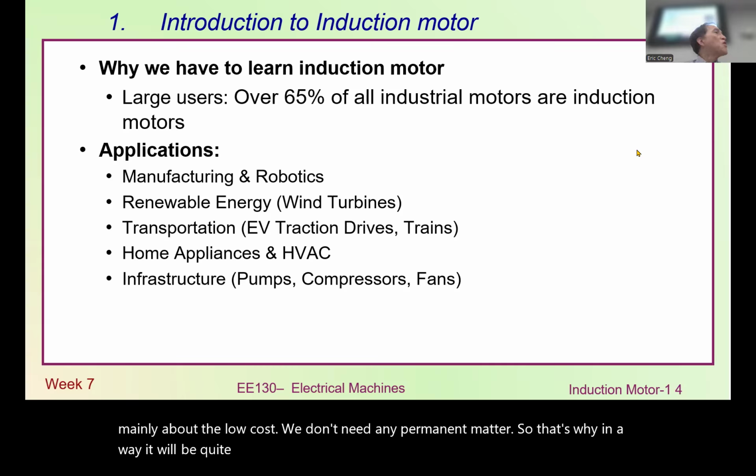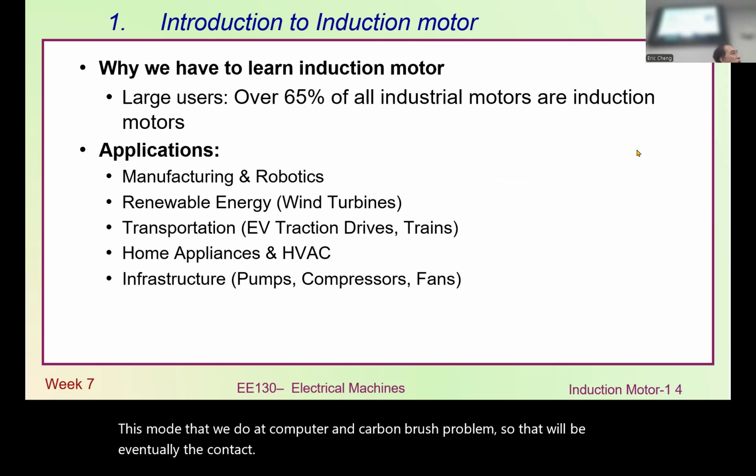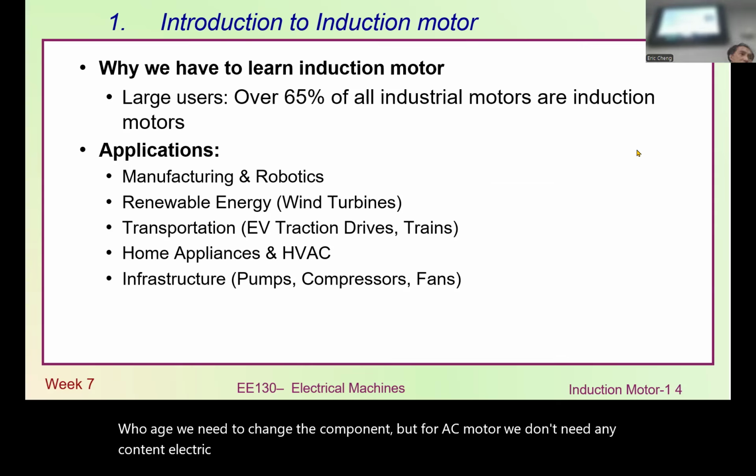And then we don't need to worry about the contact, the commutator. In a DC motor, we have a commutator and carbon brush problem. Eventually the contact point will age, and we need to change the component. But for an AC motor, we don't need any electrical contact to the rotating part. So in this case, we can make the motor last for ages.